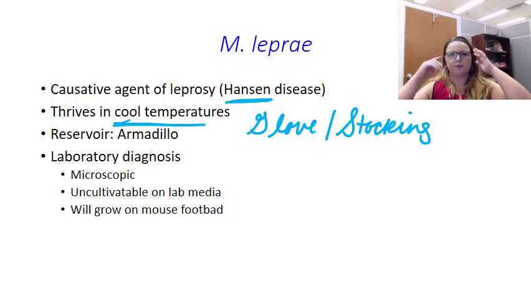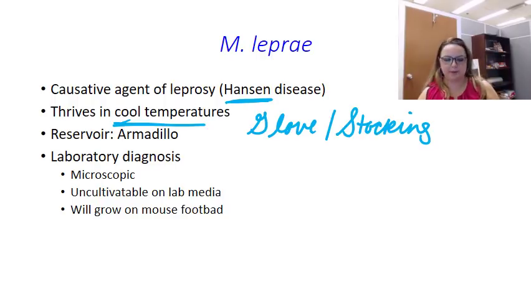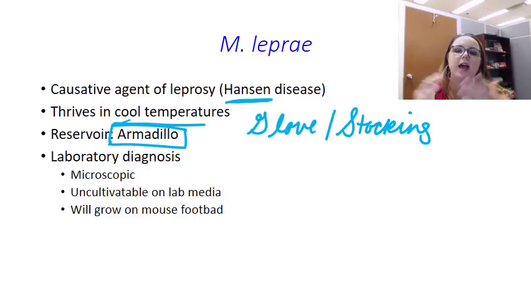People often think of this one as something that happened before that doesn't happen anymore. It still does. This one is still available, and it hangs out with our friend the armadillo. The main reservoir for it these days is the armadillo. In fact, in the southeast, armadillos have M. leprae, and roadkill workers actually wind up catching it when they go to clean up some armadillos that were having a really bad day.